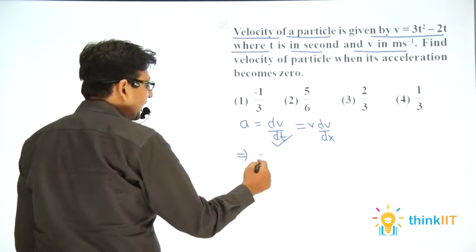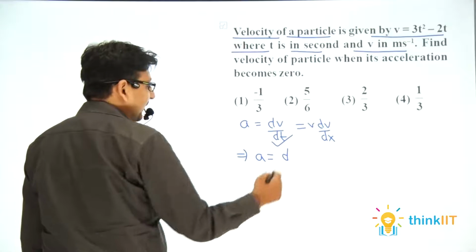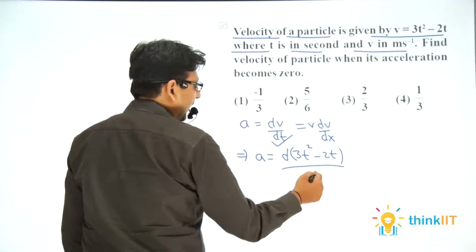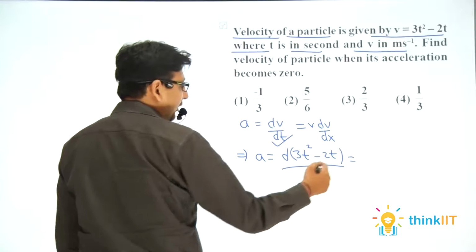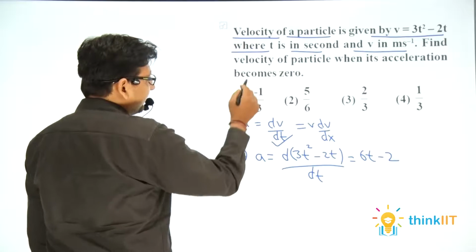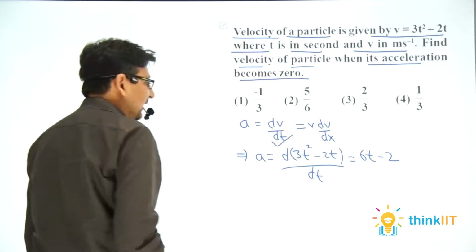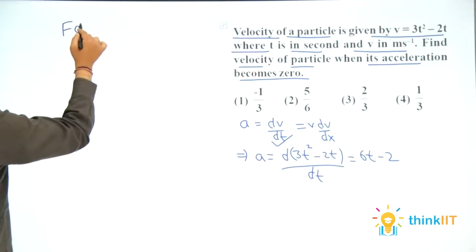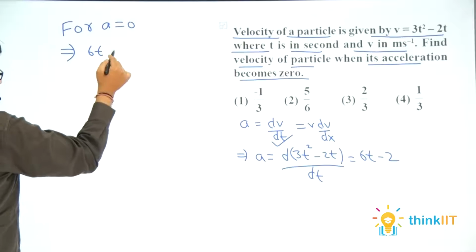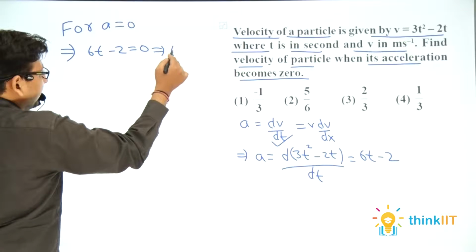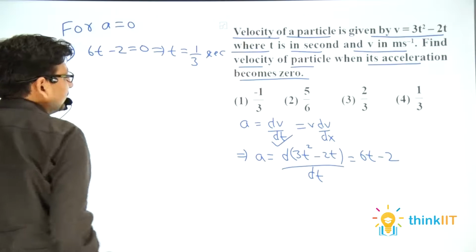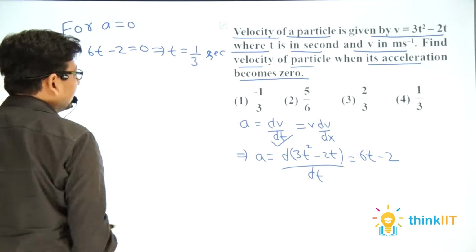So a equals, you differentiate this function 3t square minus 2t with respect to t, and it will be 6t minus 2. According to the question, they are asking for velocity when acceleration becomes 0. So for a equal to 0, 6t minus 2 equals 0. This implies t equals 1 by 3 second. So at t equal to 1 by 3 second, I am getting 0 acceleration.